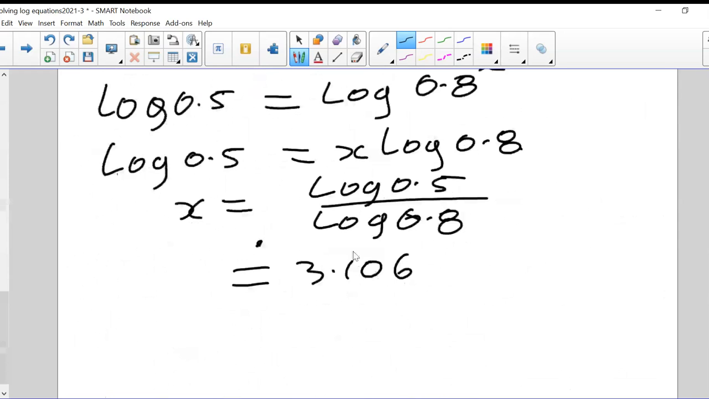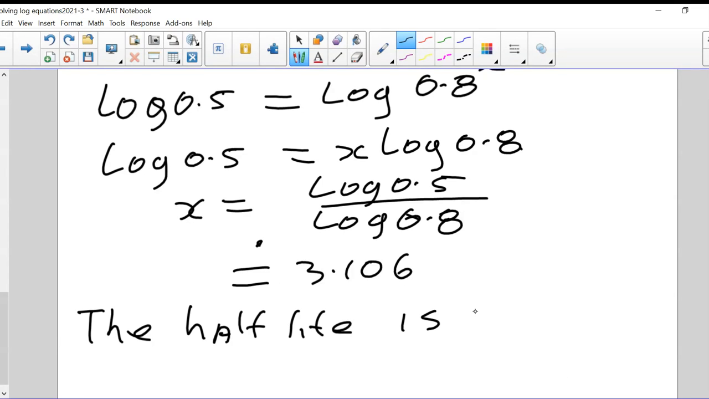All right, so here's my answer then. The half-life is 3.106 minutes. Okay, so we've done part 2 of the question now. Let's get to part 3.